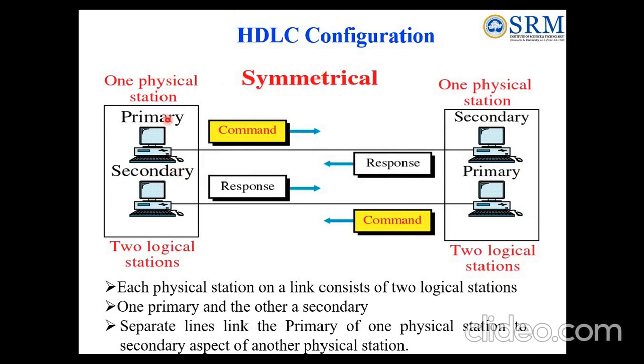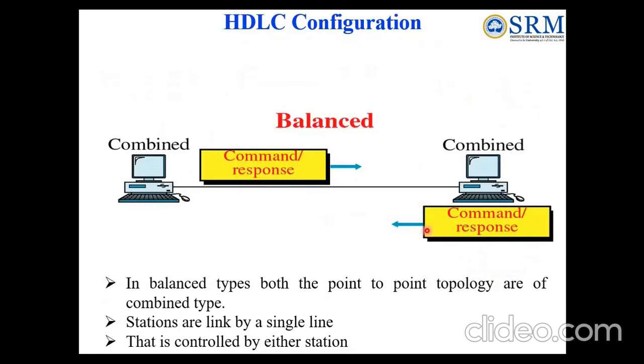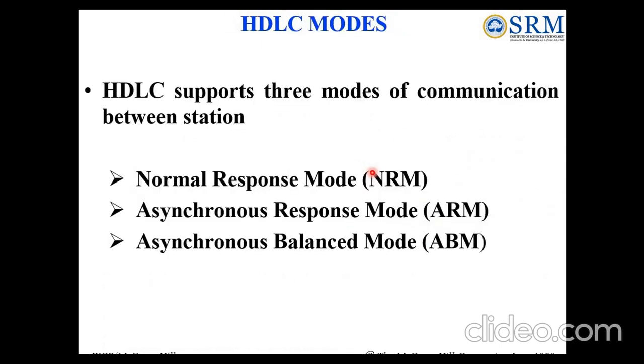Symmetrical mode is one physical station having a primary and a secondary, and another station having the same primary and secondary. There are two dedicated links, so both of them can give the command and the response also. Balanced mode is a combined primary and secondary on both sides, and both can give commands and responses through one dedicated link alone. So the modes in HDLC are normal response mode, asynchronous balanced mode and asynchronous response mode, ARM.